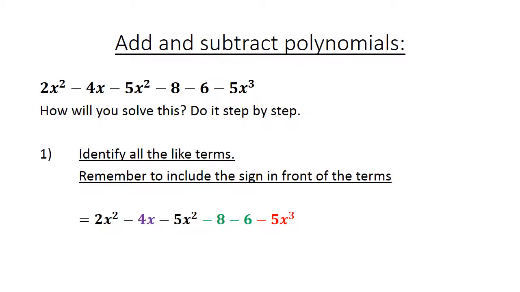2x to the power of 2, negative 5x to the power of 2, like terms. Negative 8 and negative 6 are like terms. And negative 4x, no like term. And negative 5x to the power of 3, no like term. Equals negative 5x to the power of 3 minus 3x to the power of 2 minus 4x minus 14.